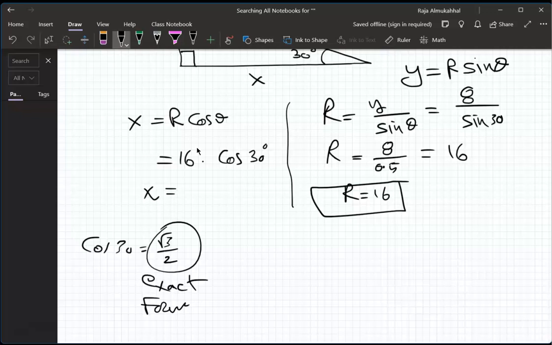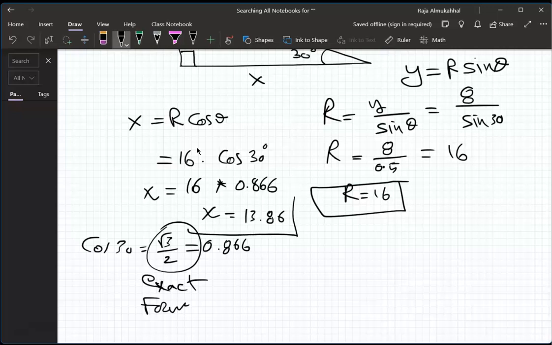The exact form is not terribly interesting for physics. We basically look for that decimal form, which basically, if you actually calculate square root of 3 over 2, it's 0.866, and that's the one we use. So in this case, 16 times 0.866, and therefore x is equal to 13.86. Whatever that unit is. And there we go. So we have the value of x and y. You got it? Okay.